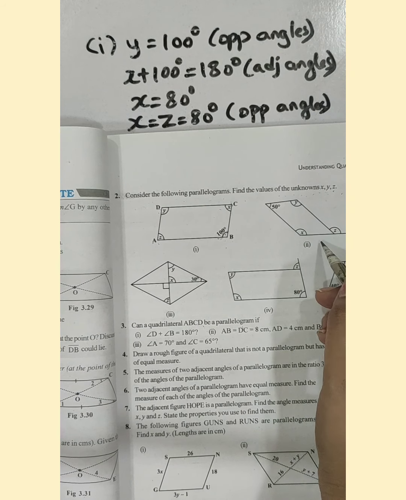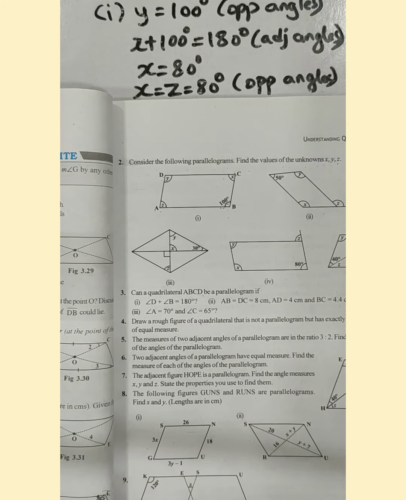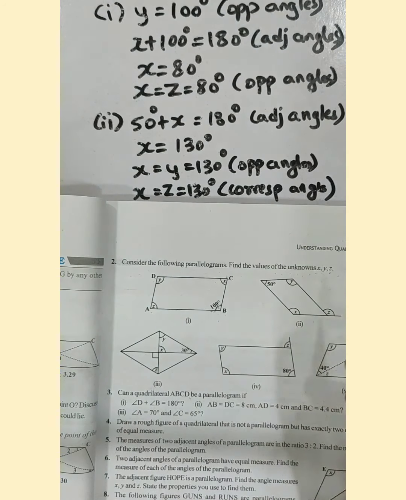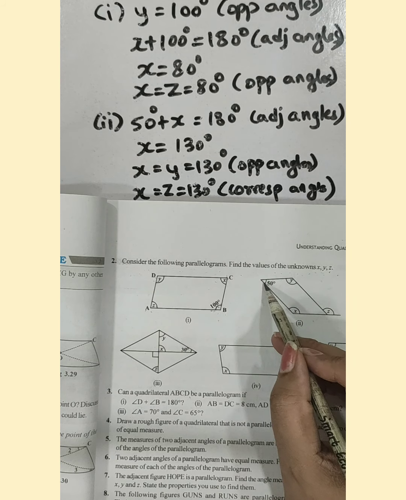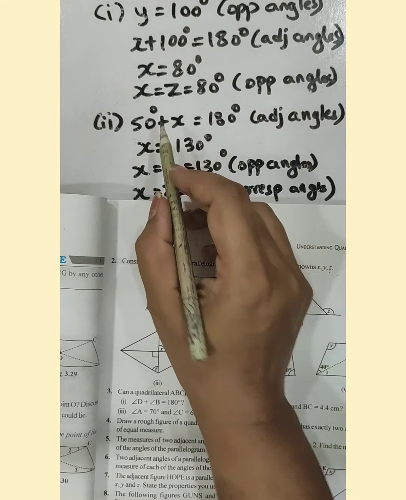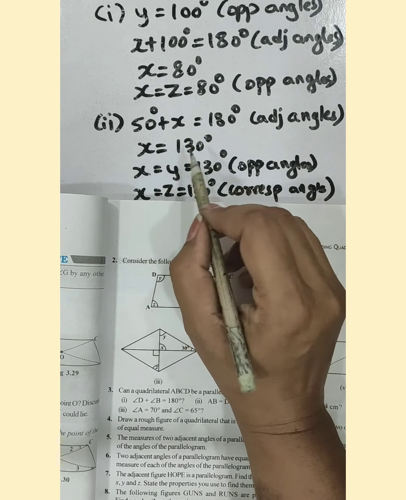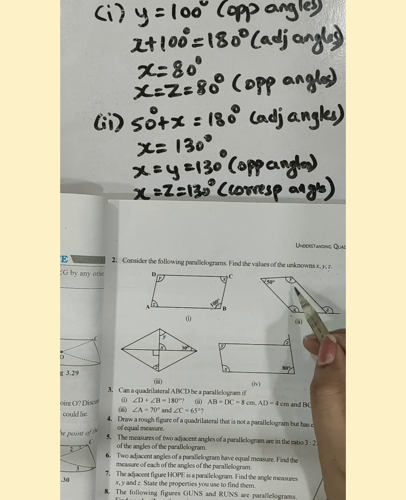Now we come to the second figure. If you observe the second figure, my one angle is given to me, that is 50 degree. Now this 50 and x both are adjacent angles. So I can write 50 plus x is equal to 180 degree, and I can find the value of x, that is 130.